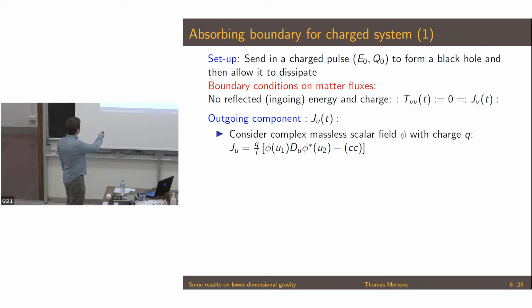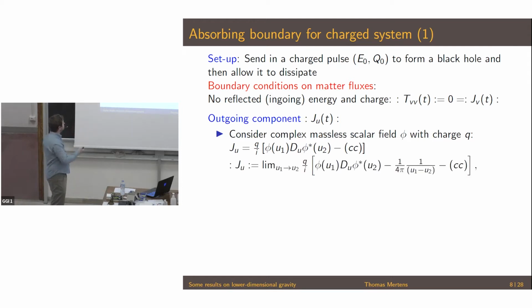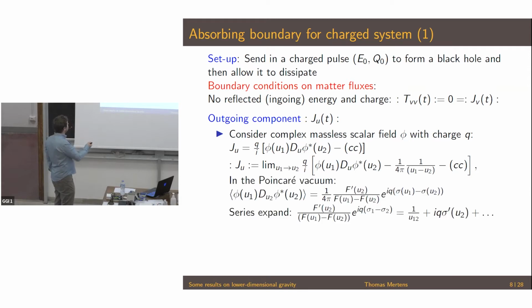So, I'll briefly go through the JU component. And again, for concreteness, I will discuss the simplest matter sector one can imagine, a complex massless scalar field phi with a charge Q. It has a conserved current, and the JU component is written like this. Again, this is a composite operator, requires regularization, renormalization, and so on. So you define it like that. Then you evaluate it in the Poincare vacuum. You get an expression like that. You Taylor expand, and then you find the renormalized contribution to this matter flux, which is essentially proportional to sigma prime.